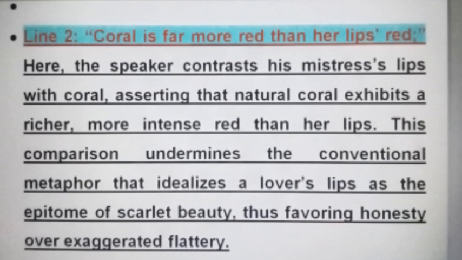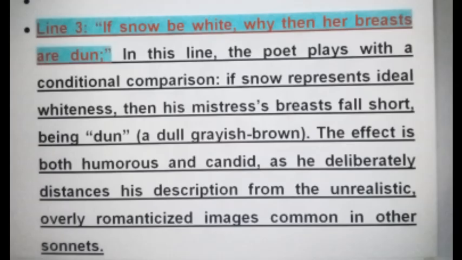Line number 2. Coral is far more red than her lips red. Here the speaker contrasts his mistress' lips with coral, asserting that natural coral exhibits a richer, more intense red than her lips. This comparison undermines the conventional metaphor that idealizes a lover's lips as the epitome of scarlet beauty, thus favoring honesty over exaggerated flattery.